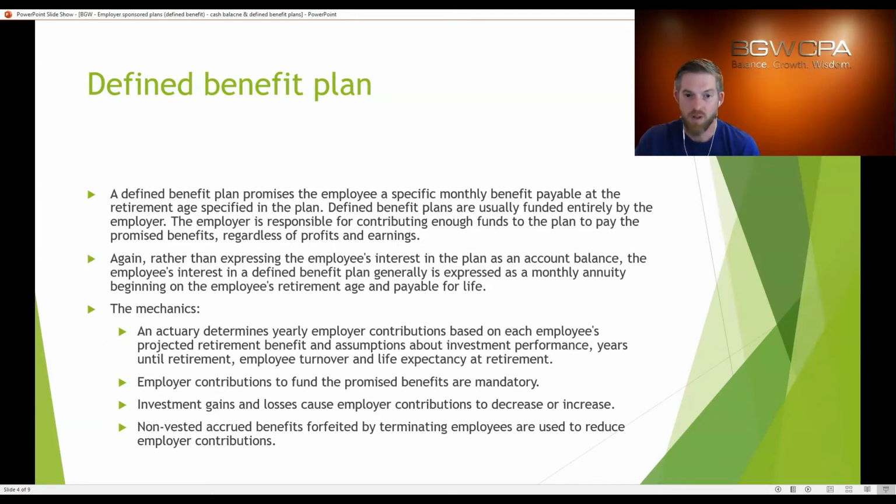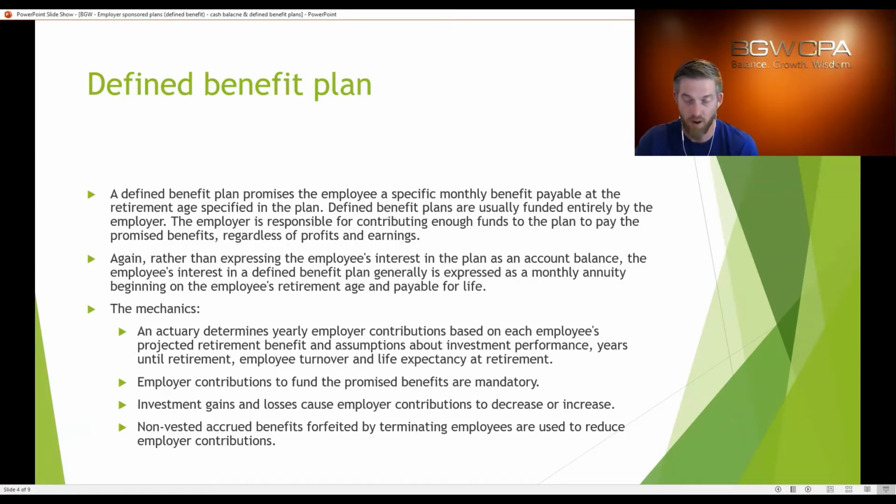Employer contributions to the fund for promised benefits are mandatory. Investment gains or losses can cause the employer contributions to increase and decrease. Non-vested accrued benefits forfeited by terminating employees are used to reduce the employer's contribution. So let's take a look at a high level at what this means. I'm going to assume a one owner, one employee participating plan.